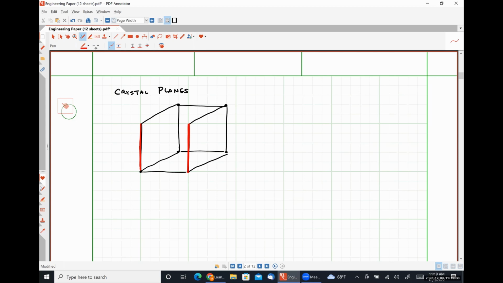Stop erasing. Okay, I'm using a thicker pen because this dumb computer is just going to keep erasing that and it's going to drive me insane.